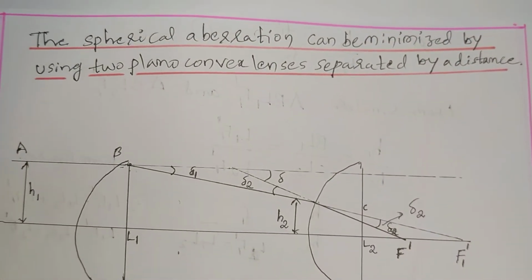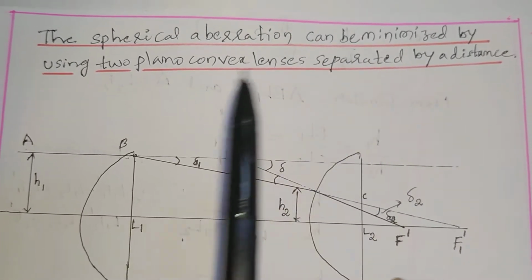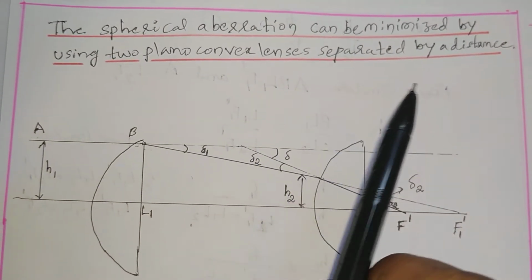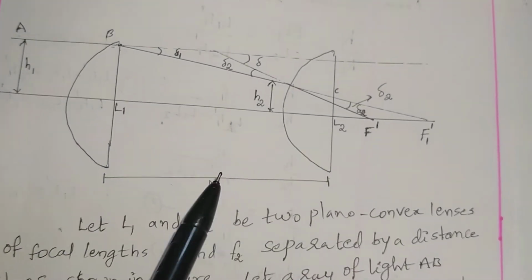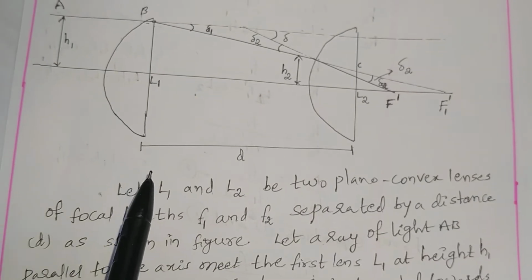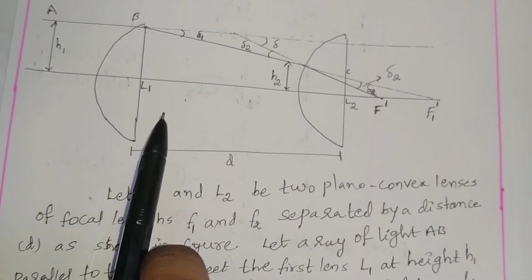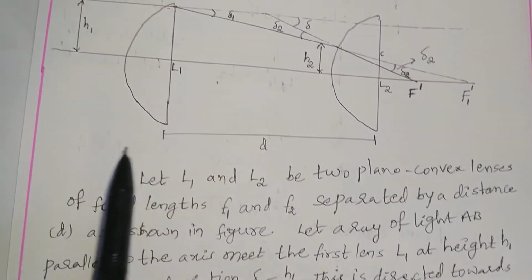Students, now we discuss the lecture: spherical aberration can be minimized by using two planar convex lenses separated by a distance. Let L1 and L2 be two planar convex lenses of focal lengths f1 and f2 separated by a distance d, as shown in the figure.